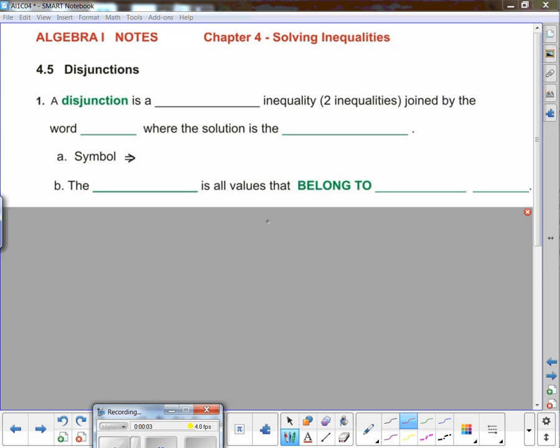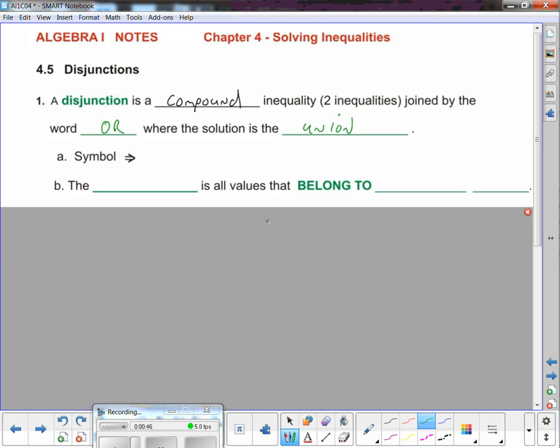All right, so yesterday we talked about conjunctions, compound inequalities, which are two inequalities joined by the word "and", where the solution was the intersection. So now we'll do disjunctions, which again is a compound inequality, meaning two of them, not joined by the word "and", but instead joined by the word "or", where the solution is not the intersection, but the union.